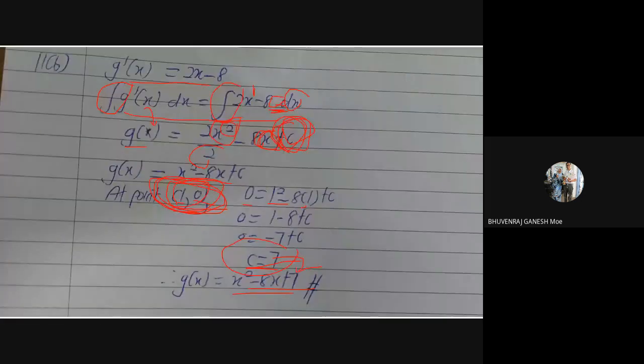Yang ni kamu ada nilai X saja. Tapi kamu tak tahu nilai Y ni apa. You don't know the value of Y over here. So kamu tak boleh gantikan yang ni. Okay? So you can only use satu kosong. Satu koordinat je. Okay, so you get this answer.